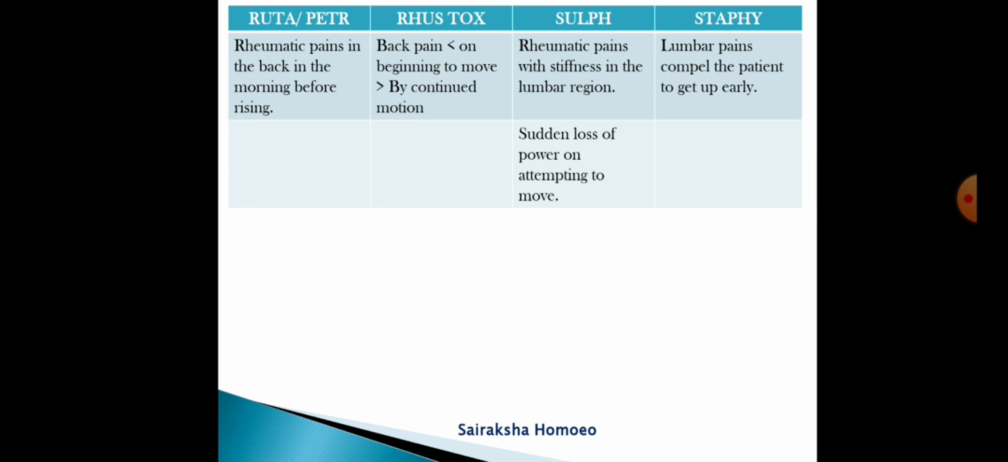Next difference we find, in Ruta or Petroleum you have rheumatic pains in the back in the morning hours before rising. While in Rhus tox, the back pain is present, aggravation on beginning to move, while amelioration by continued motion. While in Sulphur, the rheumatic pains with stiffness in the lumbar region are seen, and there is sudden loss of power on attempting to move. While in Staphysagria, the lumbar pains compel the patient to get up early. So this is the difference you find in Ruta, Rhus tox, Sulphur and Staphysagria in the back pains.